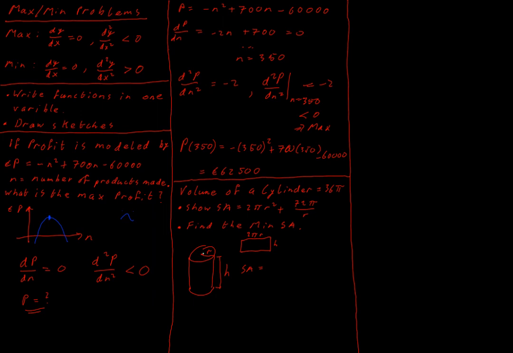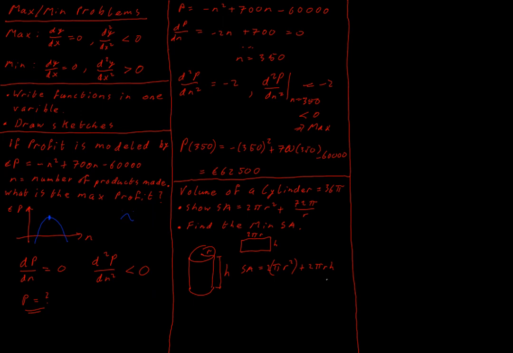So my total surface area is going to be 2 of my circles, my top and my bottom, so 2 pi r squared, that's my top and bottom, plus the area of my wrapper, which is going to be 2 pi r h. And that is my surface area.